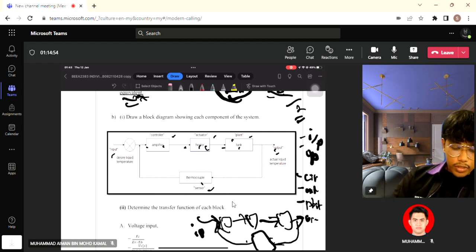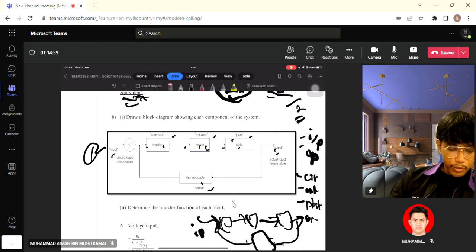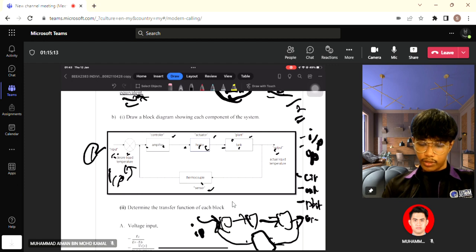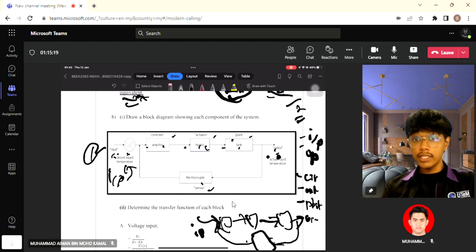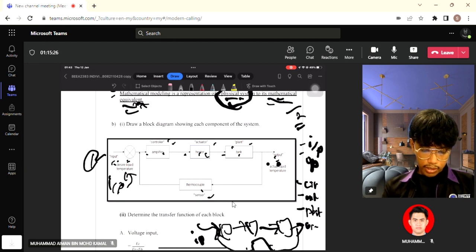Alright. So when we talk about input, first thing is make sure we have the word desire. Desire is a must have. Okay, input, desire. And for the output, remember output must have an actual liquid temperature. Okay, input is desire, output is actual. So the second one is controller, actuator, plant, thermocouple.